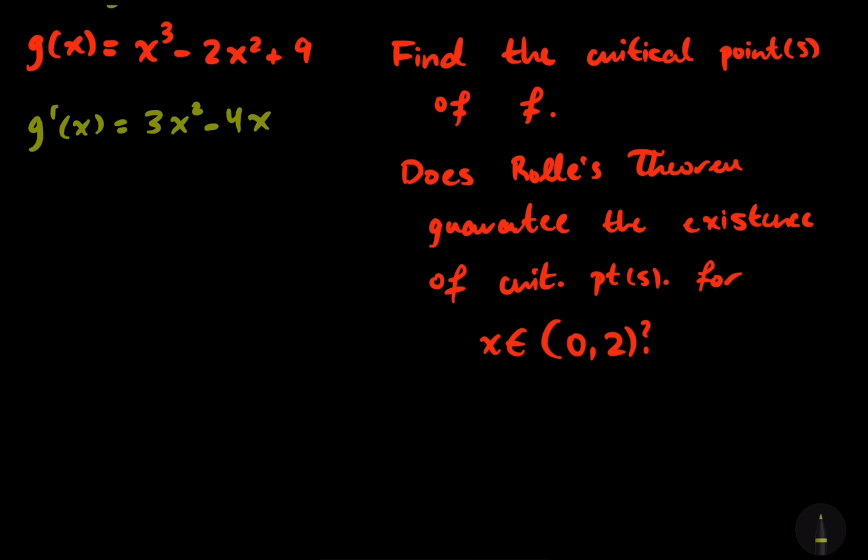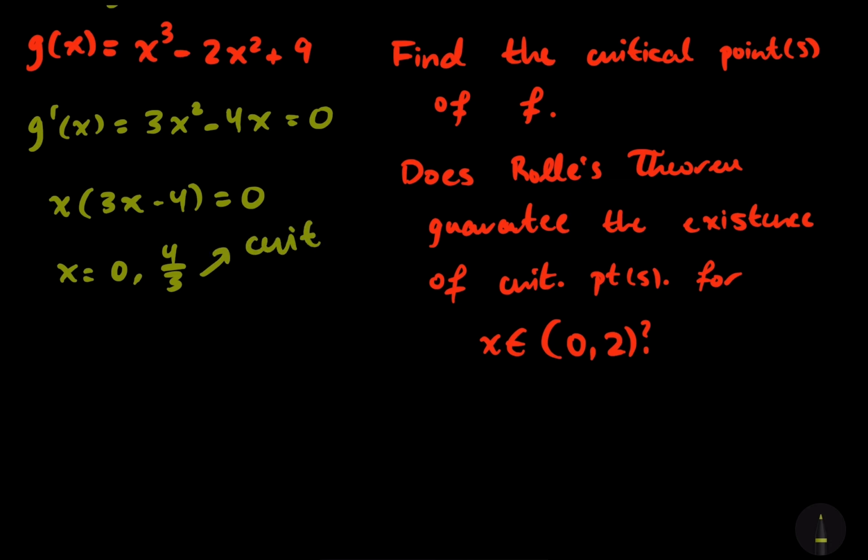And in order to find the critical values, we just have to set this g prime of x equal to 0. So again, we can just go ahead and factor out an x here to solve for our critical values. And if we do that, we should end up with x equals 0 or 4 over 3. And so these would be our critical values, right?